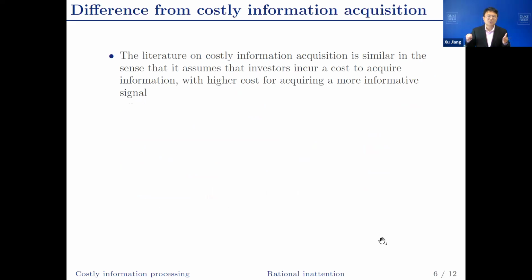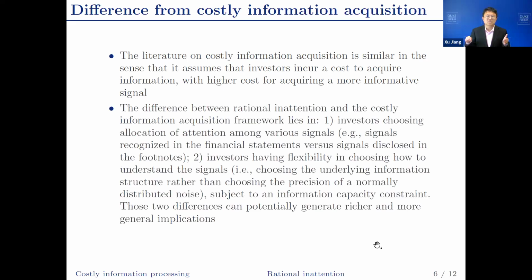What is the difference between rational inattention and costly information acquisition? They have some similarities and some differences. The similarity is that the literature on costly information acquisition assumes that investors incur costs to acquire information, with higher costs for acquiring a more informative signal. The rational inattention literature makes this assumption too. The difference lies in two aspects.